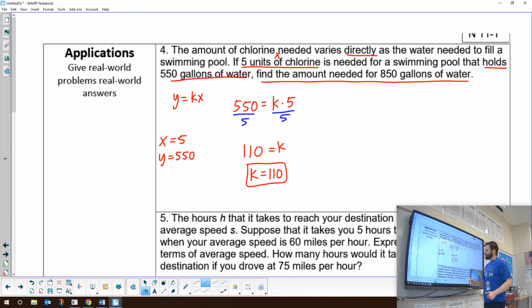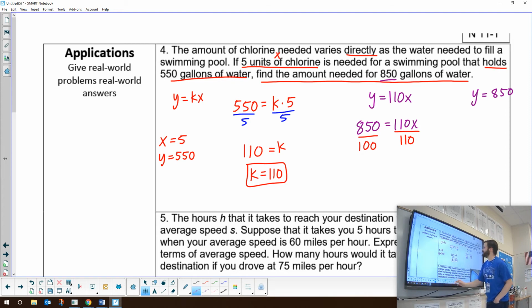So let's rewrite my equation as y equals 110 times x. And we're looking for this time 850 gallons of water. So my new y is going to be 850. So we're going to say 850 equals 110x. We can then divide both sides by 110, and we can see how many units of chlorine that we need.